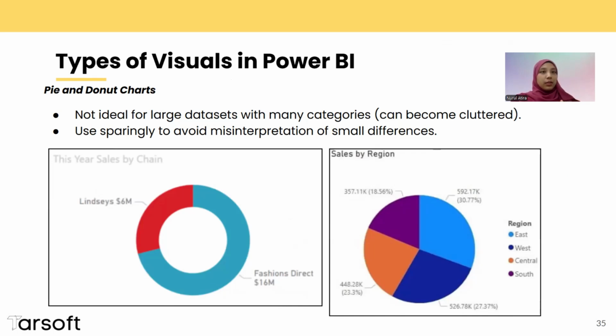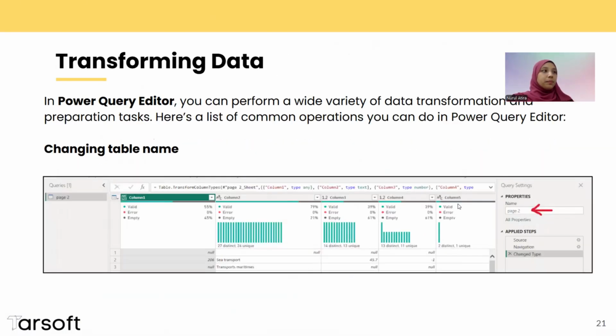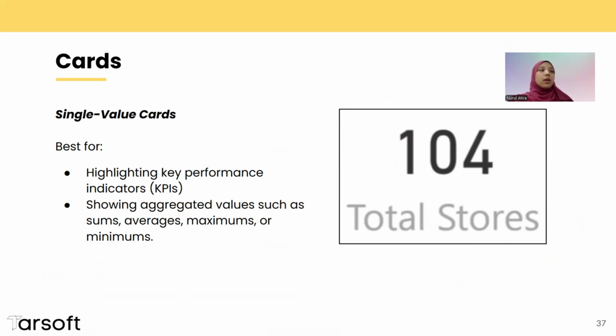If it's going to be cluttered, one of the ways you can handle it is to filter it here in the filter pane. Instead of showing everything and being absolutely messy, you can just show the top 5 or top 3. You can do that here. Okay, let's continue. We have cards. A single value card is best for highlighting key performance indicators, KPIs, and showing aggregated values such as sums, averages, maximums, or minimums. Here we have total stores, but if you have other charts in your dashboard and you're also using a single value card, it's going to change according to the chart that you clicked on.